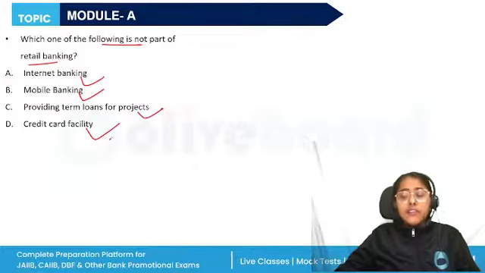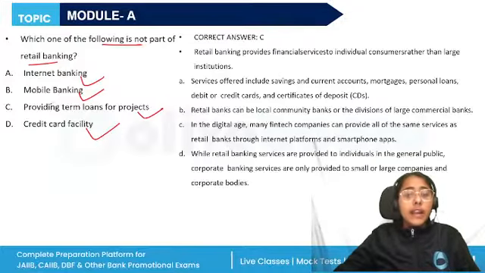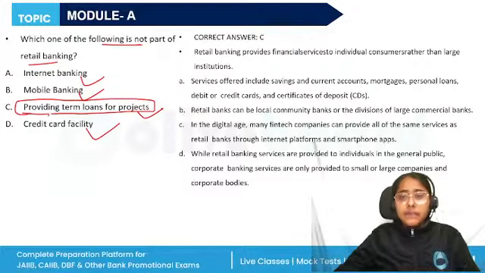So the correct answer here will be option C, that is providing term loans for projects, because it is more on the wholesale or corporate banking. So what are the products and services offered? Services include savings and current accounts, mortgages, personal loans, debit, credit card, and certificates of deposit. Retail banks can be local community banks or the divisions of the large commercial banks.